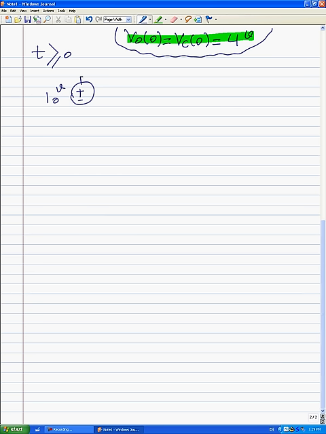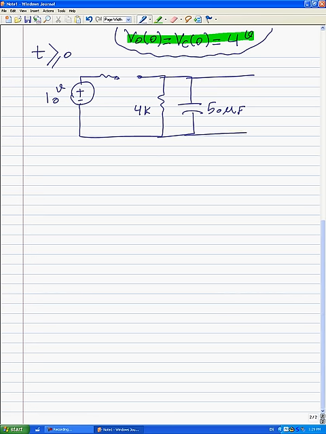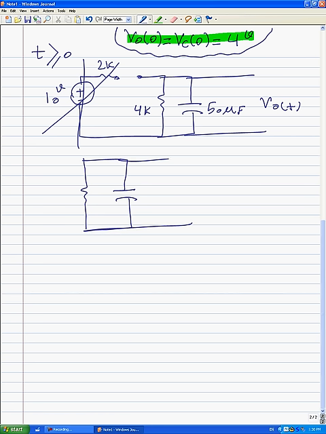We have 10 volts here. We have an open circuit here. And we have 4K and a capacitor here. And this is the output voltage. Okay, and here we have 2K. Because here we have an open circuit, we can discard this part of the circuit. That's why the circuit should be simplified to this circuit. Here we have the capacitor, and here we have 4K, and here we have the output voltage.